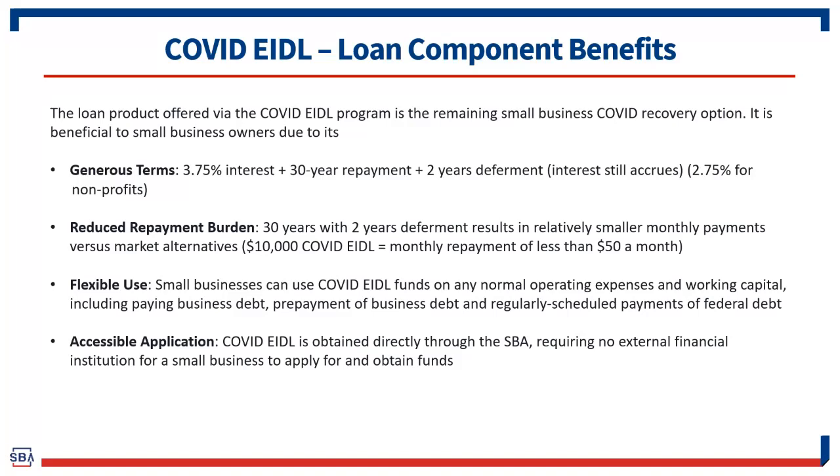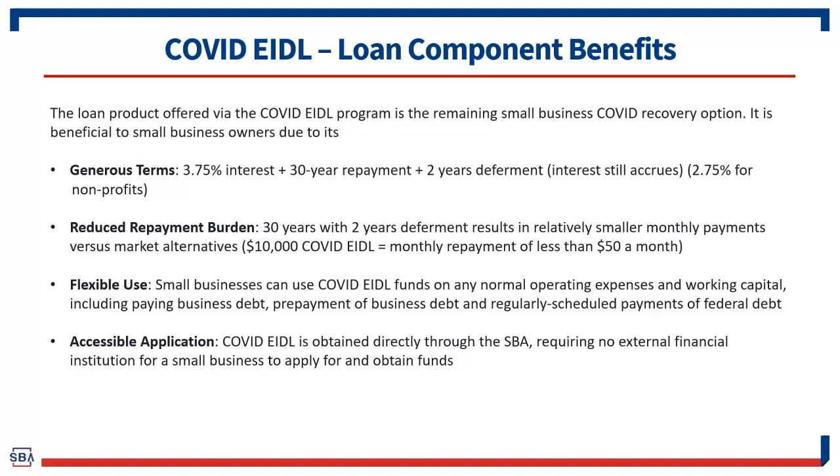It has very flexible use of proceeds. You can use the funds on any normal operating expenses and working capital, things like buying inventory and payroll. They've also increased the use of funds to be able to prepay existing business debt, and you can also use the funds to make your regularly scheduled payments of other federal debt. Now, you cannot pay off existing federal debt with the EIDL proceeds, but you can be making your regular scheduled payments of federal debt. So that's an important thing to keep in mind.